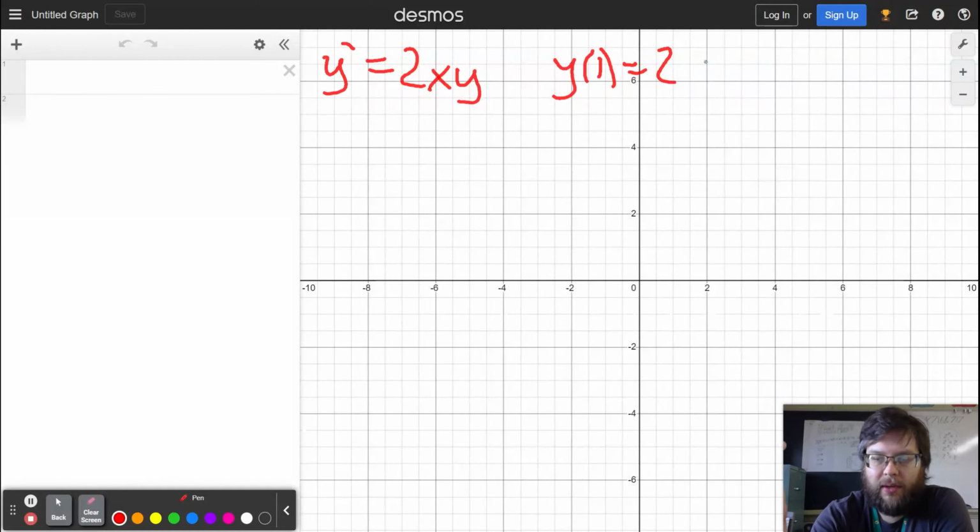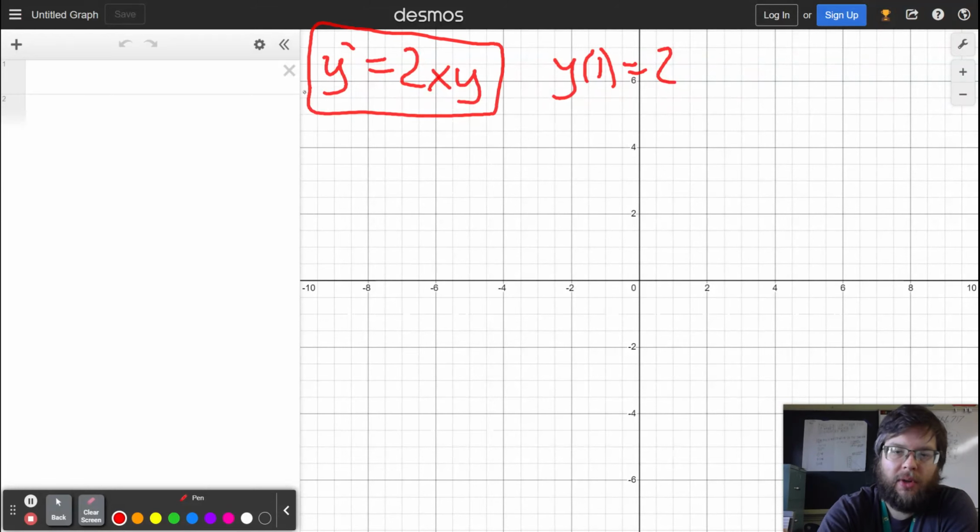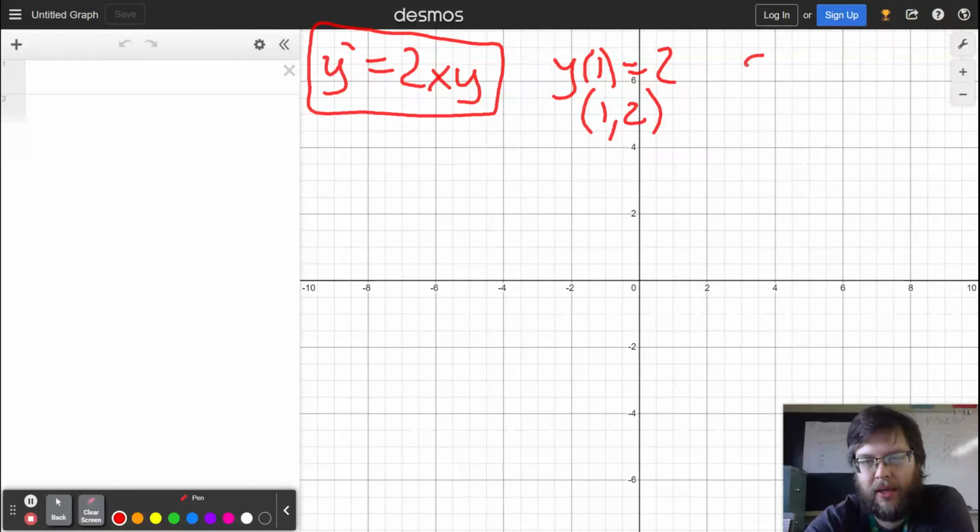Okay, and so we have a differential equation that the slope is 2 times x times y. We have an initial condition that we're at the point 1 comma 2, and we are asked to approximate the solution at x equals 3, using an h value of 0.4.